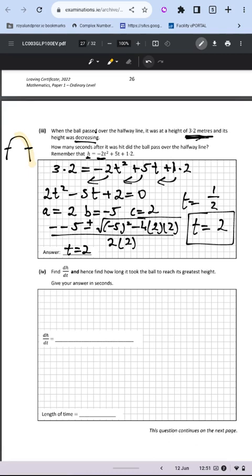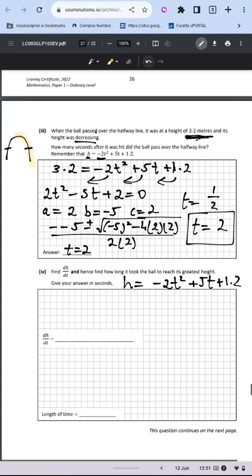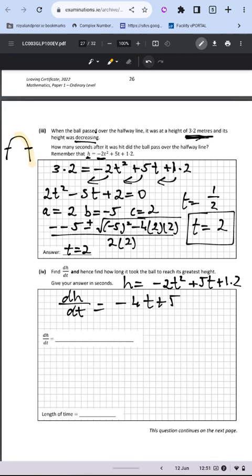And last bit here, find dh/dt, same as my dy/dx technically. So we'll do that, multiply down by the power. So remember your h there is just minus 2t squared plus 5t plus 1.2. So multiply down by the power, reduce the power by 1, minus 4t plus 5.